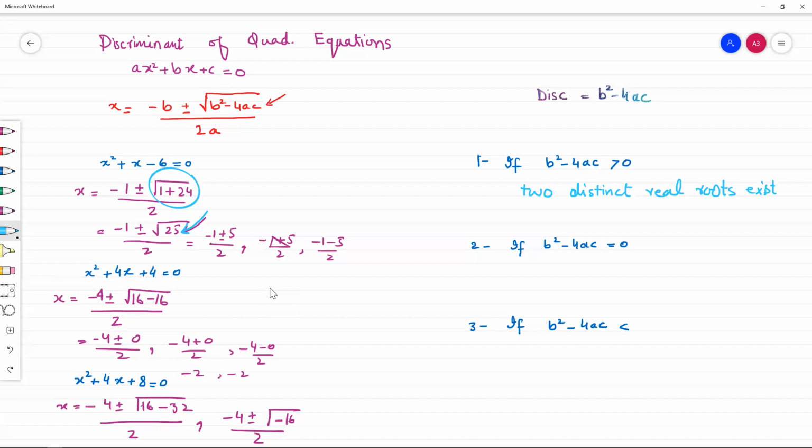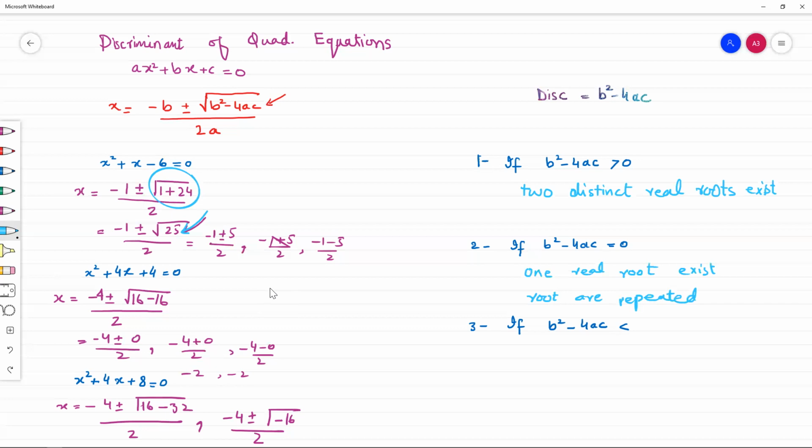If b square minus 4ac is equal to 0, it means we have just one real root. So either you can write one real root exists, or you can write that roots are repeated, or the two same real roots exist. All statements are correct for this. Two roots are repeated or two same real roots exist.